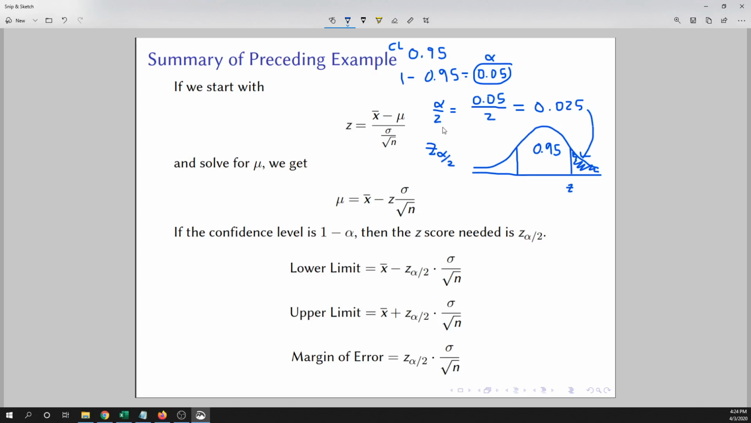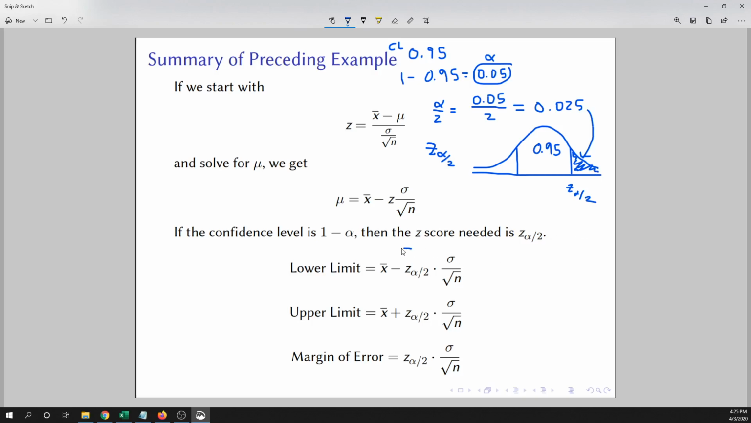And just to recap, how do you find that? You take your confidence level, you subtract that from 1, that gives you alpha. And then you divide it by 2, and if you find z of alpha over 2, that will give you this upper part right here, or the z-score where it has an area of alpha over 2 to the right, okay? So that goes in there.